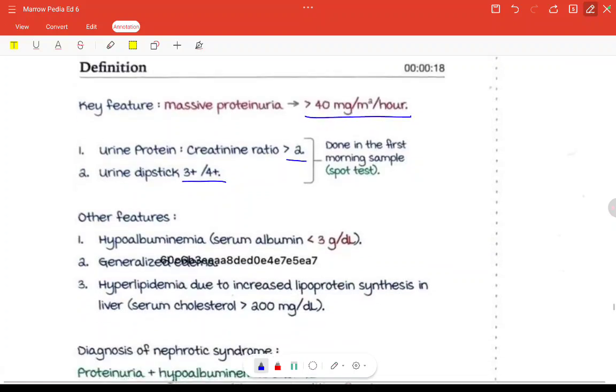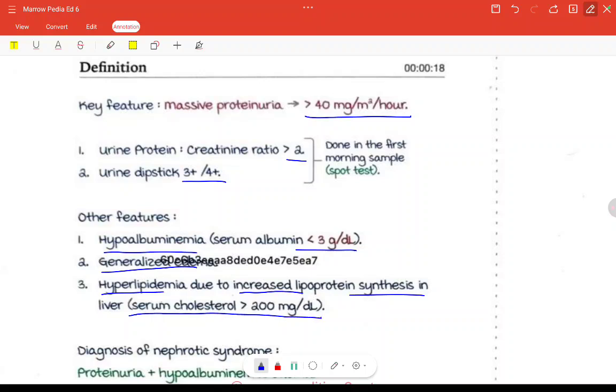Other features of the nephrotic syndrome will be hypoalbuminemia, seen with the serum albumin of less than 3 gram per deciliter. There will be generalized edema and hyperlipidemia due to increased lipoprotein synthesis, with the serum cholesterol of more than 200 mg per deciliter.